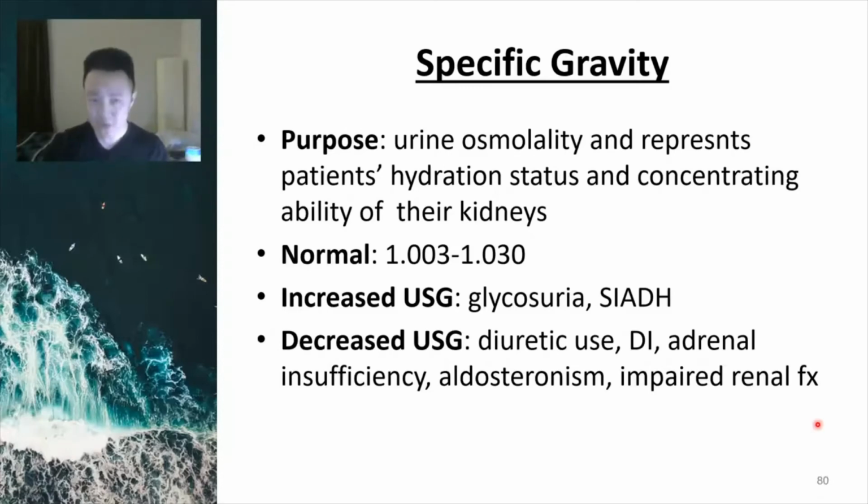If you have increased levels, that could be indicative of glycosuria or glucose in your urine. Or if you have lower levels, that could be due to diuretic usage, diabetes insipidus, DI here, could be due to adrenal insufficiency, aldosteronism, or even impaired renal function.